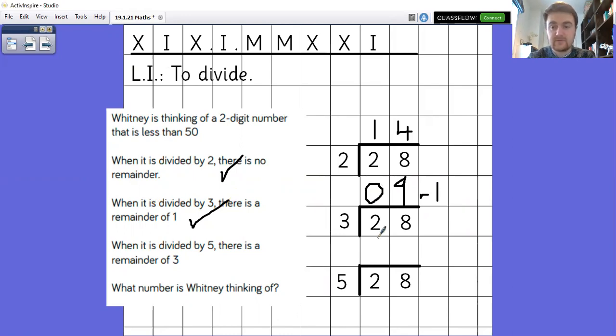When it's divided by 5, there is a remainder of 3. If I count up in my 5s, 5, 10, 15, 20, 25, that's the closest we're going to get. So 26, 27, 28, there's a remainder of 3. So it goes in 5 times with 3 left over. So the answer that you're looking for is 28.